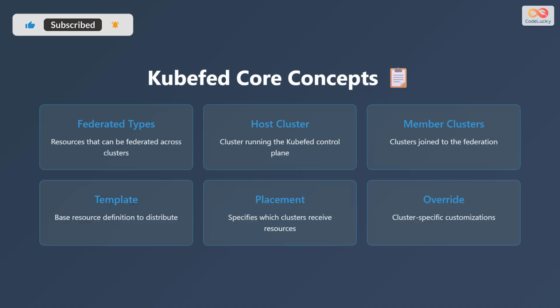Fourth, templates define the base resource definitions that will be distributed to clusters. Fifth, placement specifies which clusters should receive particular resources, giving you control over deployment targets. Finally, overrides allow cluster-specific customizations, letting you modify resources for individual clusters when needed. These concepts work together to provide flexible multi-cluster management.